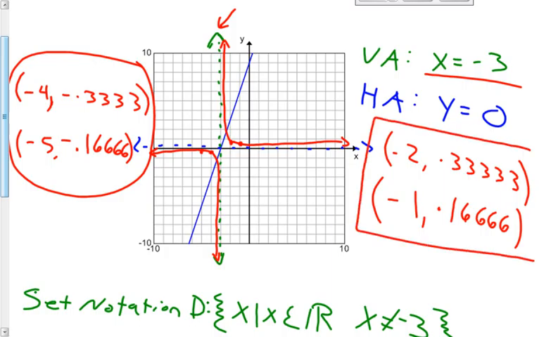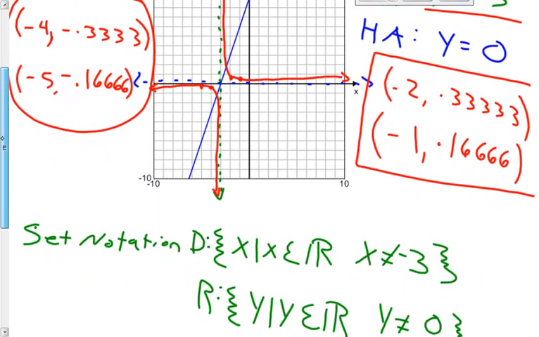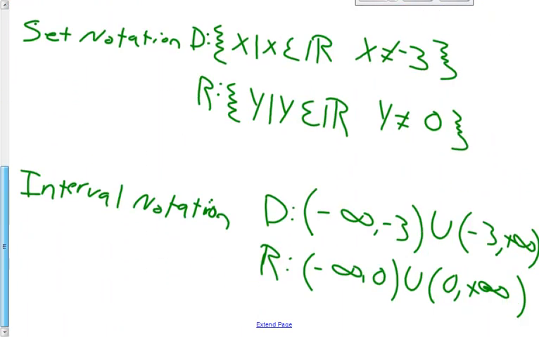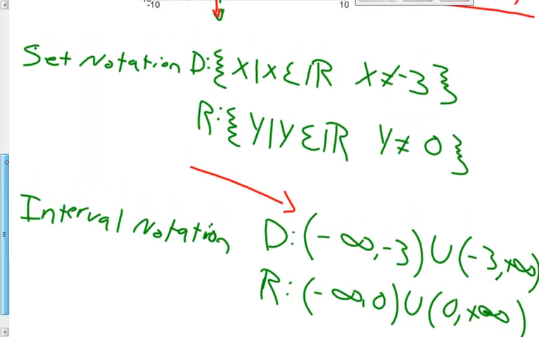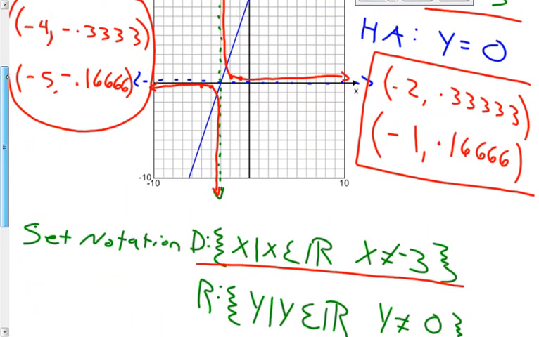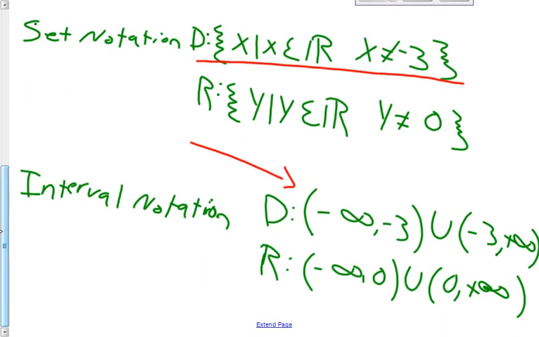So your domain is from negative infinity up until negative 3, and then negative 3 to positive infinity, which means it belongs to all the real numbers except for negative 3. Likewise, the y is all real numbers except for 0, or negative infinity to 0, union 0 to positive infinity. Last one, number 4, is kind of a tricky one.